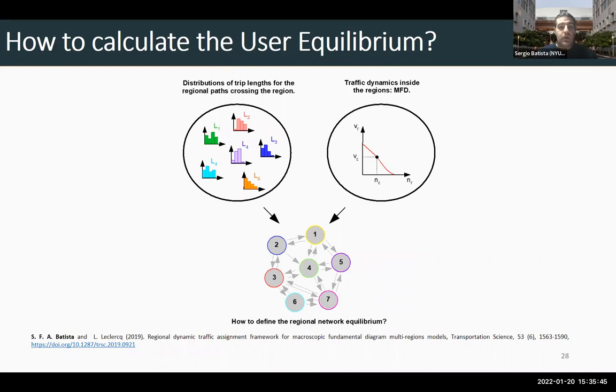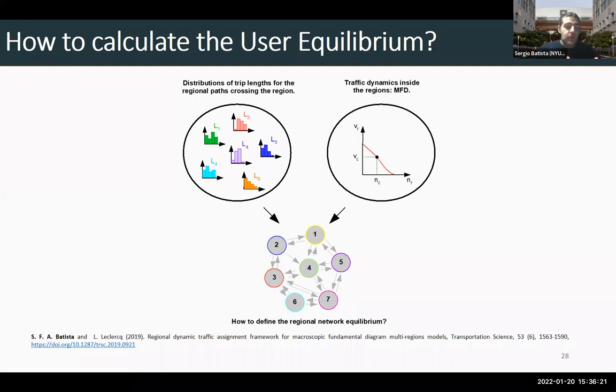So now the question becomes, when we are going to model route choices, we have to calculate a network equilibrium. So we are going to target the user equilibrium where users aim, in this case, to minimize their path travel time. So contrarily to what we have in the classical DTA problems in which we have the link definition, here we have a new definition of path where the travel distances are no longer fixed.